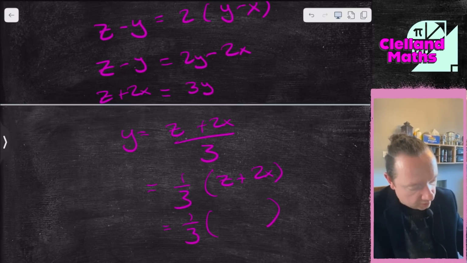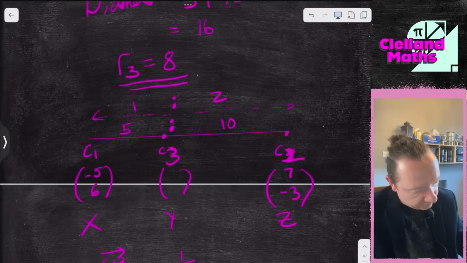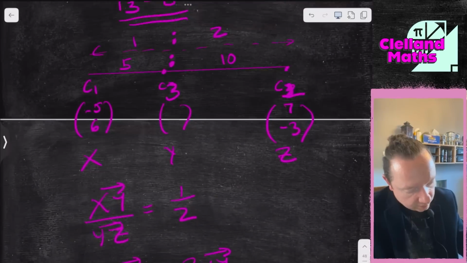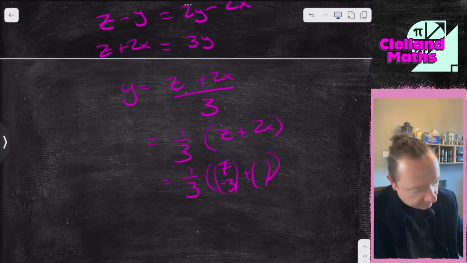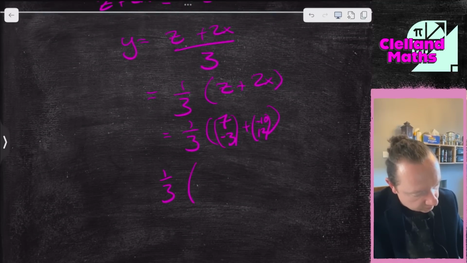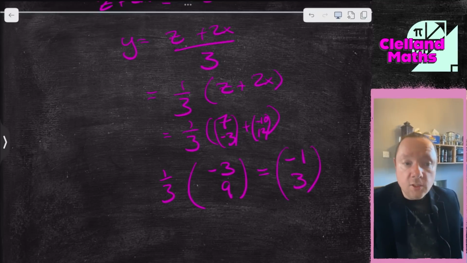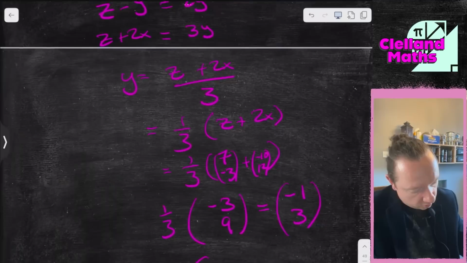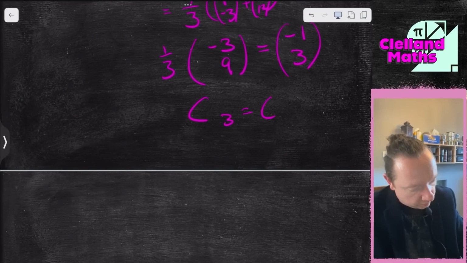Well, we've got z and x. Z is (7, -3), plus 2 of x. X is (-5, 6), so that's (-10, 12). That's a third. 7 minus 10 is minus 3. Minus 3 plus 12 is 9. A third of that is (-1, 3). So that means that our centre, C3 we're calling it, is (-1, 3).